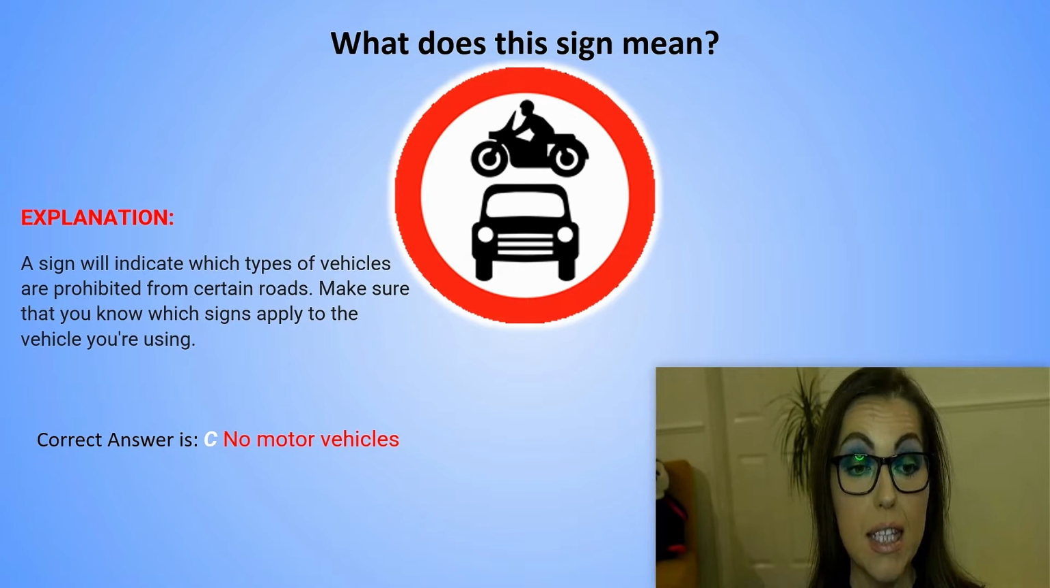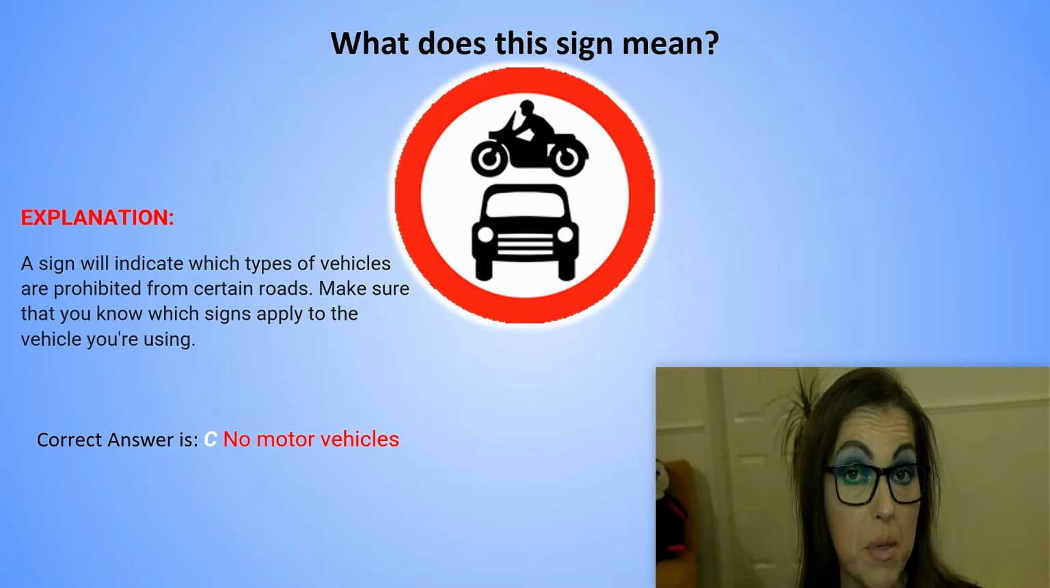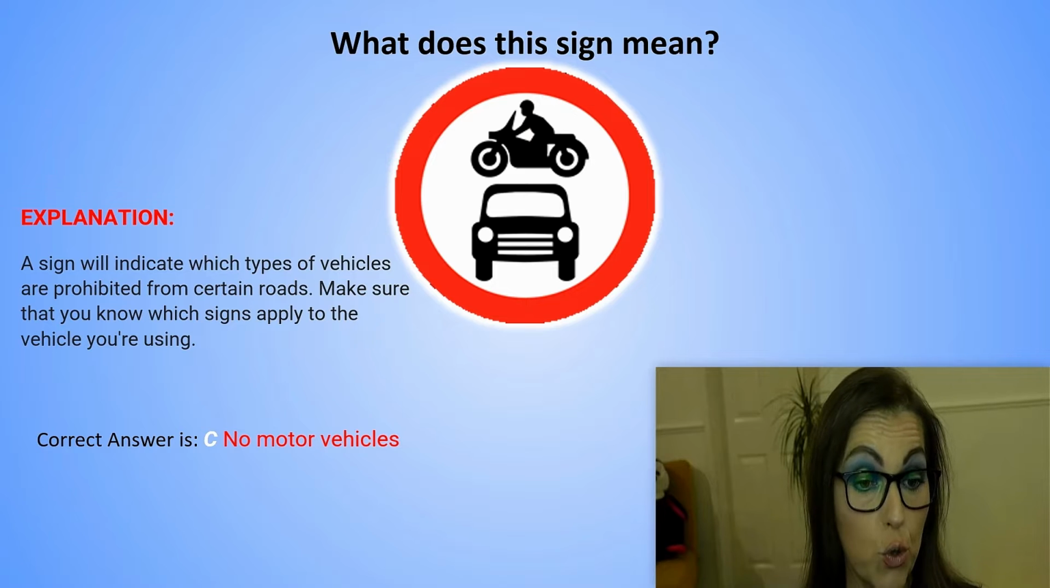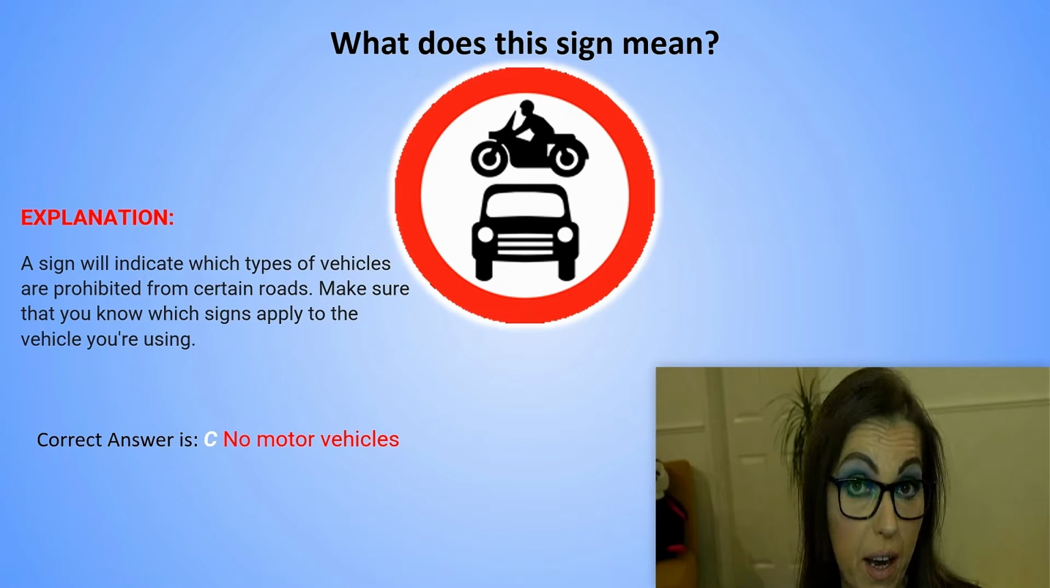Explanation. A sign will indicate which type of vehicles are prohibited from certain roads. Make sure that you know which signs apply to the vehicle you are using.